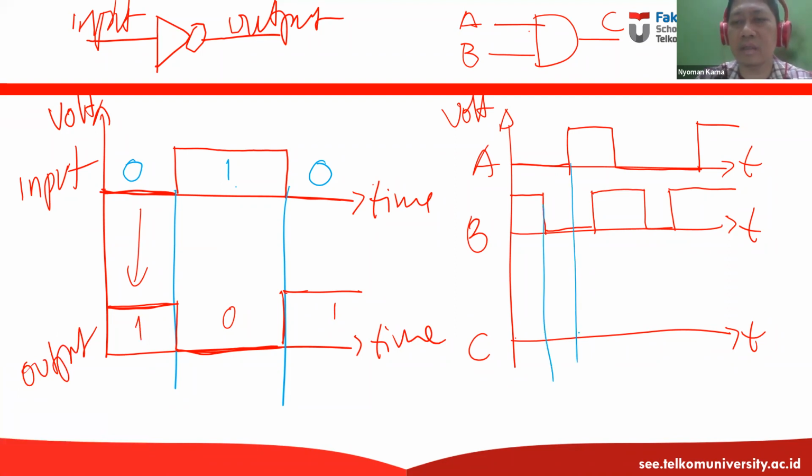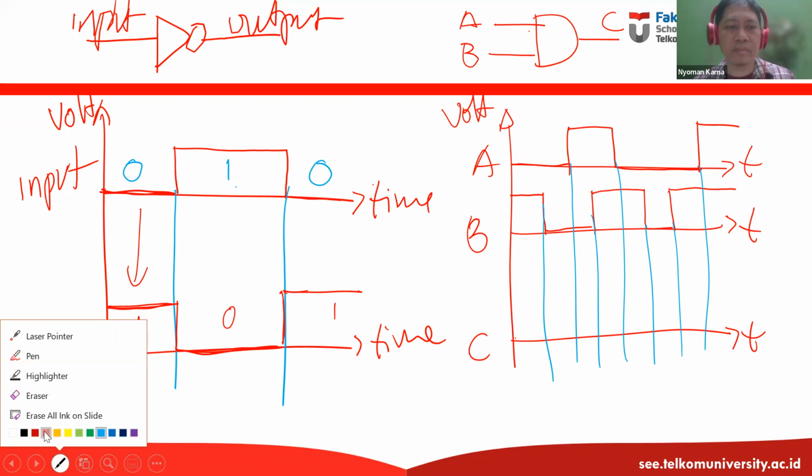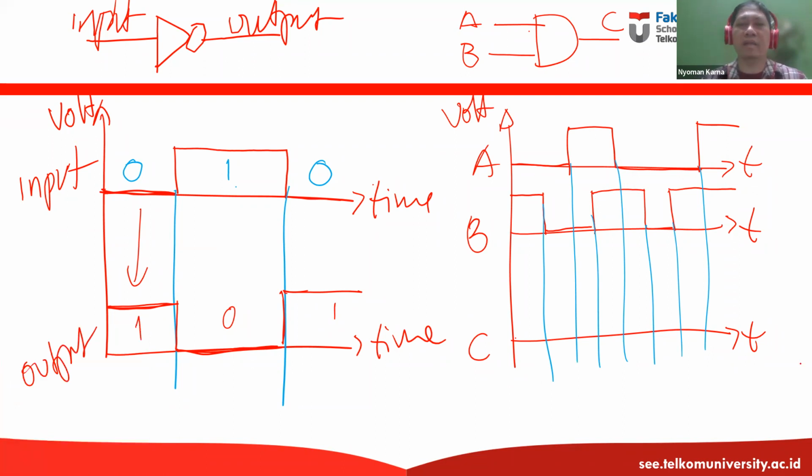So just create the line in here just to make sure that it's in the correct form. Now, AND gate has the truth table something like this. 0, 0, the output will become 0. 0, 1, the output will become 0. 1, 0, the output will become 0. 1, 1, now the output will become 1.